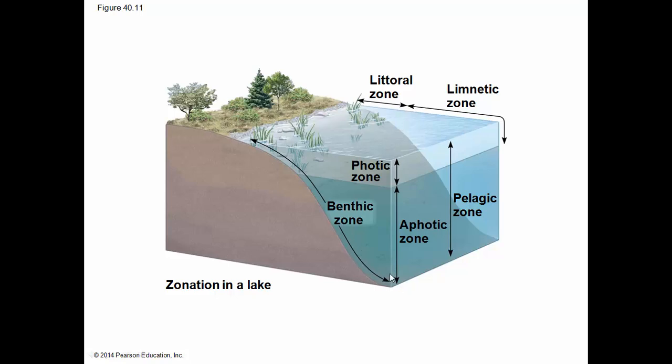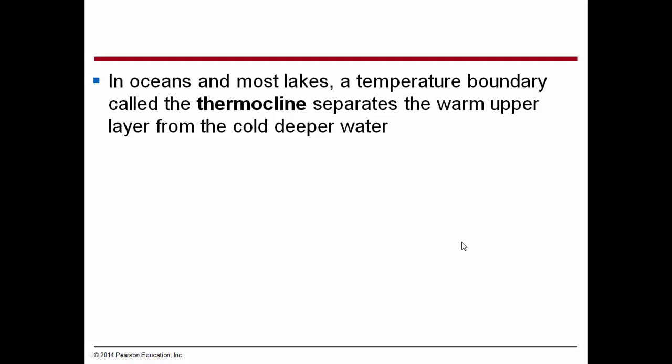Okay, in the ocean, you're looking at a deeper area here with the abyssal zone, which gets absolutely no sunlight, and the benthic abyssal zone is where you have some really interesting organisms. In oceans and most lakes, the temperature boundary is called the thermocline that separates the warm upper layer from the cold deeper water.